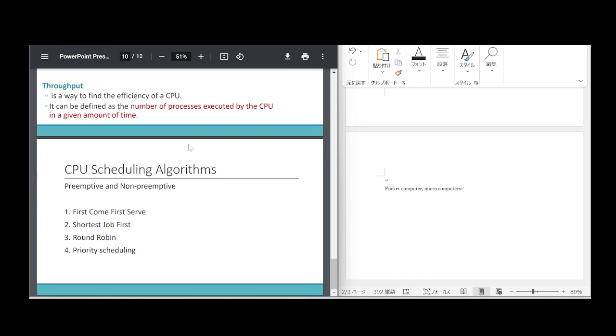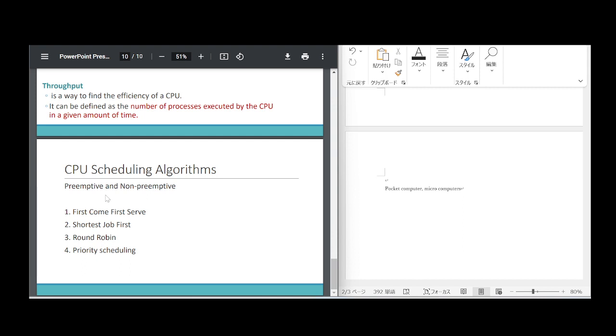Okay, CPU scheduling algorithms. So there are two types, preemptive and non-preemptive. Preemptive is the one which can decide priority. So whenever a higher priority task comes into the system, that's executed first. And non-preemptive doesn't have priority, so it is first come, first serve. So there are four types. First come, first serve, which is non-preemptive. Shortest job first, which can be, I guess, preemptive. Round robin has no priority, but it's doing every task, so it's non-preemptive, I guess. And priority scheduling must be preemptive.